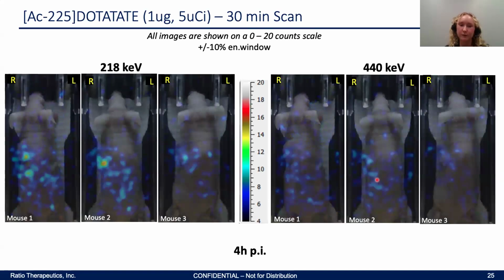Now at 4 hours post-injection, a lot of that bladder signal has cleared, so there's a lot less scatter present. We're seeing, especially in the 218 images, some tumor uptake that is a bit more concentrated than we saw at 1 hour. Definitely less than the 82 keV images, though, and some scatter throughout the body, some around the area of the kidneys, and throughout the abdomen.